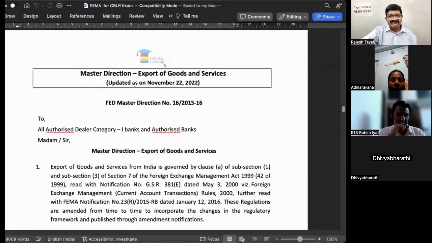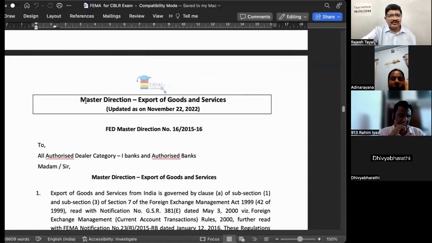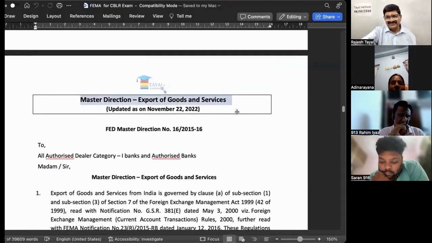The topic that we have to discuss today is the master direction issued by RBI in relation to export of goods and services. And some portion was supposed to be completed by way of homework, and I believe you must have done that. Here it is: the Master Direction for Export of Goods and Services.